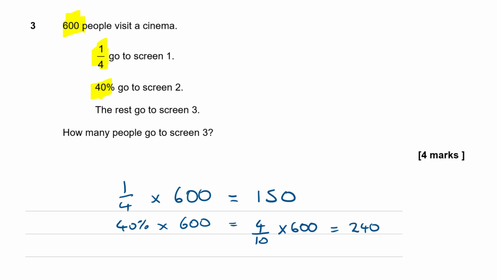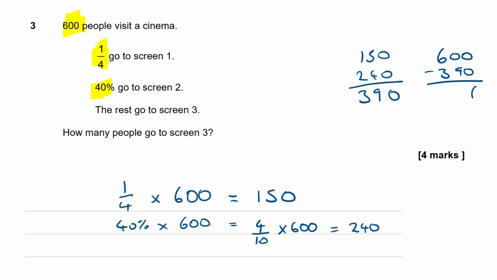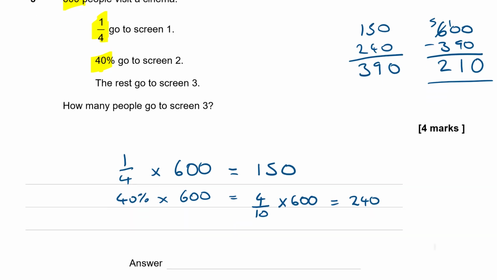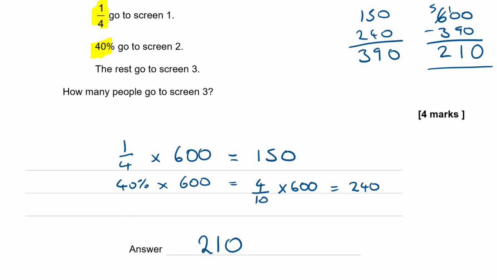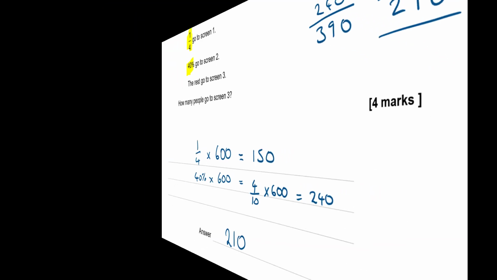go to screen 3. Okay, so let's add 150 to 240 to find out how many go to the other two screens. That comes out to 390. And then let's take that away from 600 to find out how many go to screen 3. So that's 0. Can't take 9 away from 0, going to borrow 1. 10 take away 9 is 1, and 5 take away 3 is 2. So I make that 210. So 210 go to screen 3.